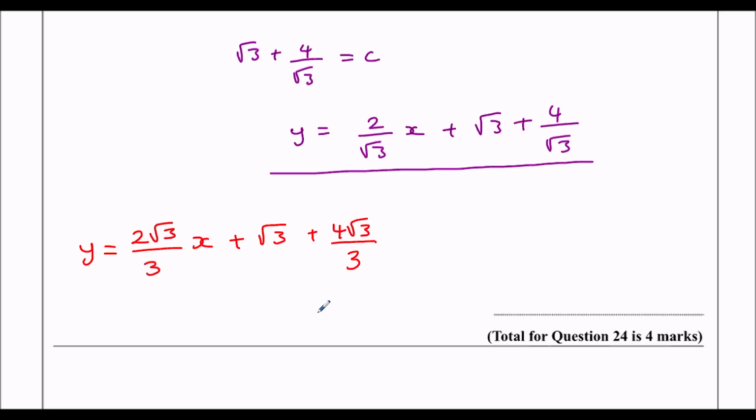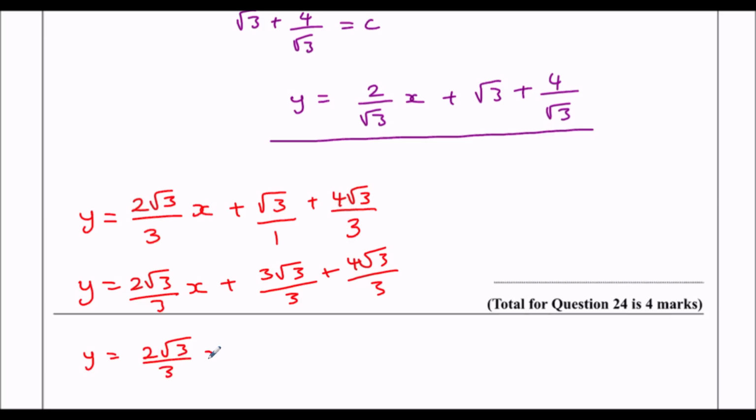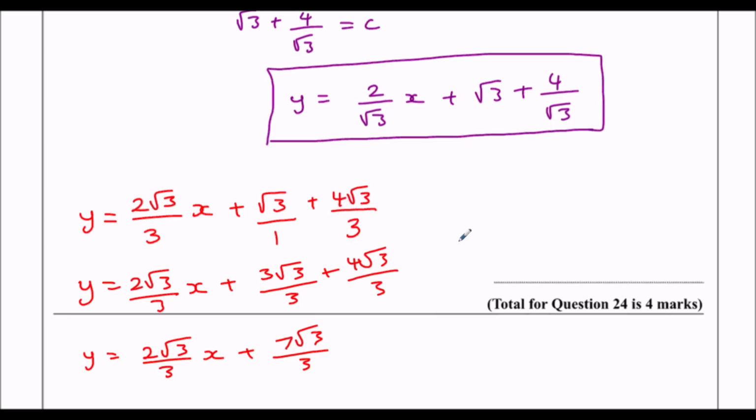We could also add these two together. We may as well do that. So at the moment, we've got root 3 over 1. If we multiply top and bottom by 3 and make the denominators the same, we've got 3 root 3 over 3 plus 4 root 3 over 3. 3 of something and 4 of something makes 7 of something. So we've got 2 root 3 over 3 x plus 7 root 3 over 3. And that would be the simplest form. But, as I said, we weren't asked to give it in the simplest form, so this here is a perfectly acceptable answer. I'll write the simplified one on the answer line. And there's our answer.